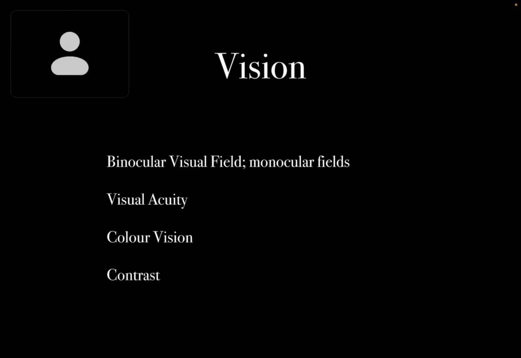Then the third component in vision is color vision. We see colors. We see red, we see green, we see yellow. So many colors. Colors have a scientific theory behind them, and we'll go to that also briefly.